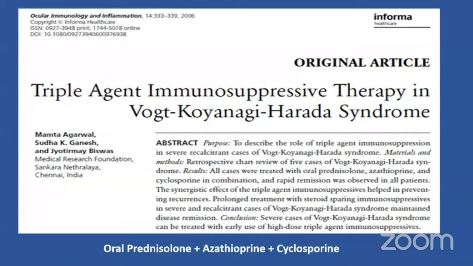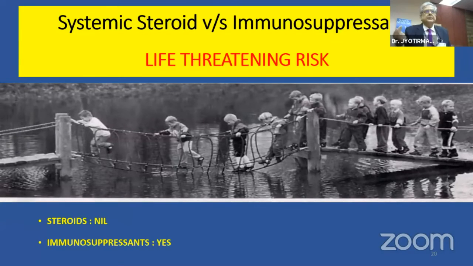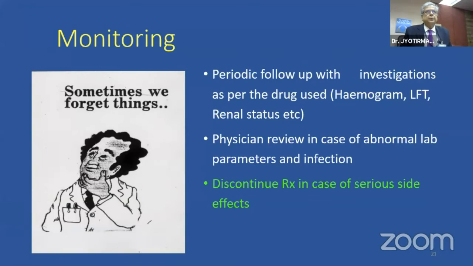So is there any life-threatening risk with systemic steroid and immunosuppressive agents? With systemic steroid it is almost nil. With immunosuppressive agents, yes, so you need to be careful. We need to do periodic follow-up with the appropriate investigations as per the drug used: hemogram, liver function test, renal function test, and physician's review in case of any abnormal parameters or infection, and promptly discontinue the treatment in case of serious side effects and switch to other drugs like steroids.